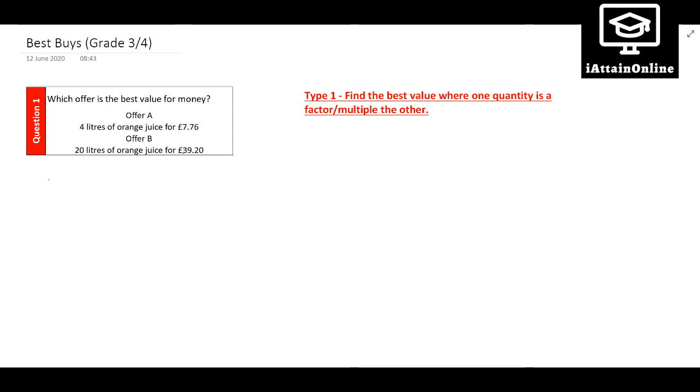So in this case, if I just write out offer A and offer B over here, we get 4 litres of orange juice for £7.76, or we can get 20 litres of orange juice for £39.20. So like I say, the key thing here is to look at these 2 quantities. To be able to compare and see which is the best value for money, we need to make the quantities the same, so then I can compare the price, and the one with the lowest price is going to be the best value for money.